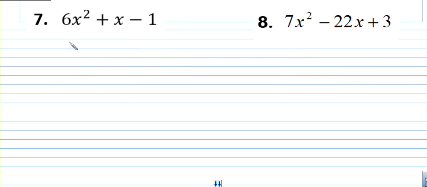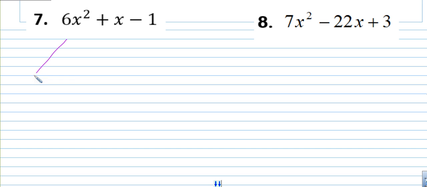So now we have a trinomial. First thing we're going to try to do is GCF. Well, we have 6, 1, and 1. The only thing that goes into 6, 1, and 1 is 1. So we have no GCF number, and then they don't all three have an x. So you don't have to take out a GCF.